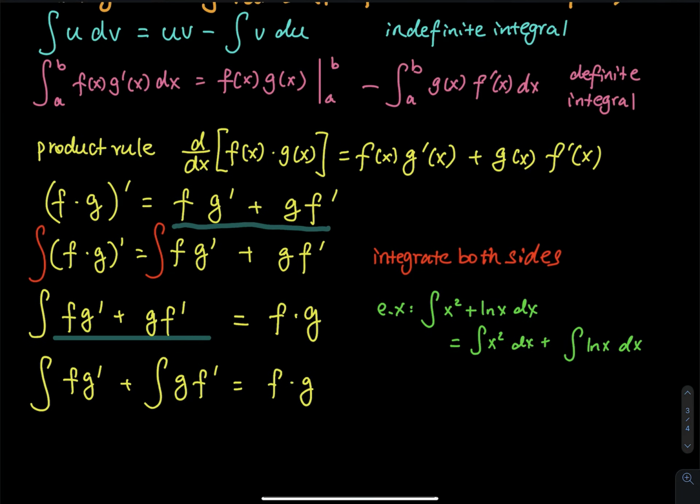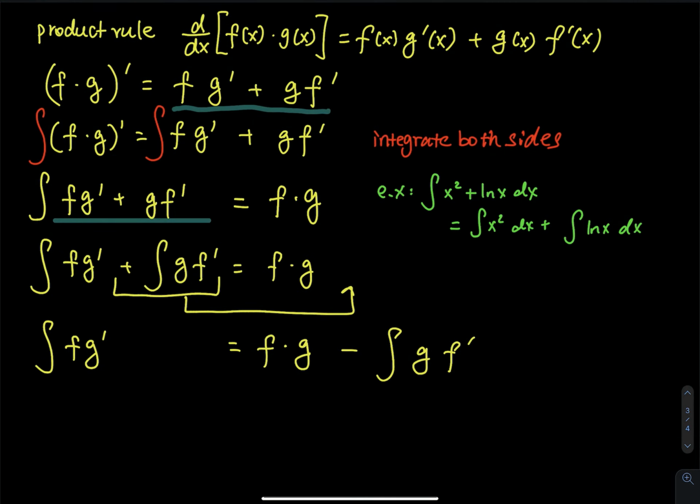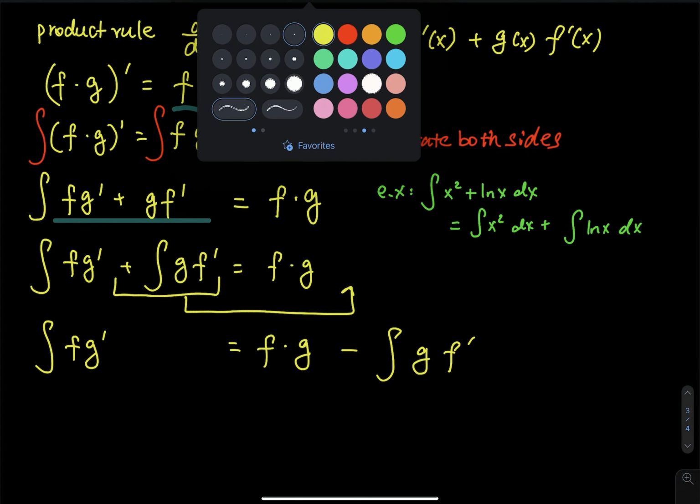Okay, and then we are going to bring this to the other side. It was a plus, so now it's a minus. We have the integral of fg' equals f times g minus the integral of gf'. And then we have to define the f and the g.